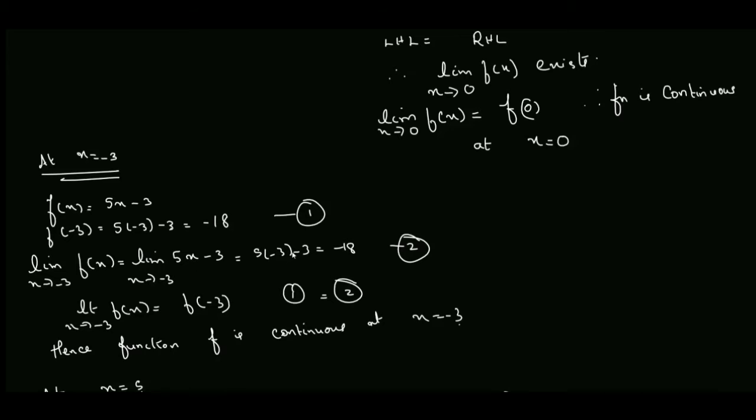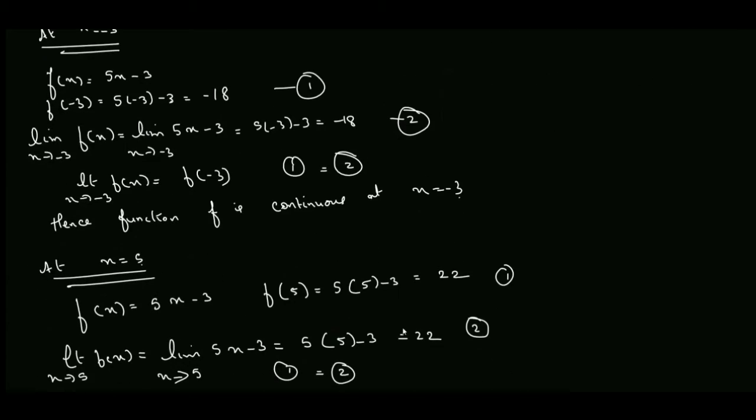Put x is minus 3, you get minus 18. So the limit value is equal to the functional value. Therefore, the function is continuous at x is equal to minus 3.